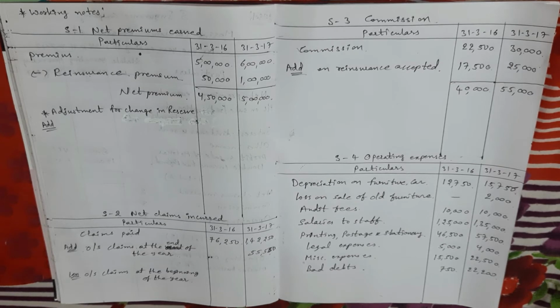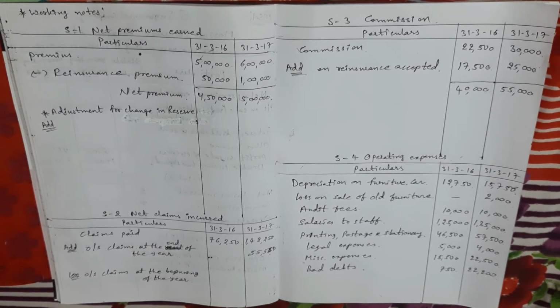Total amounts of estimated liability in respect of outstanding claims as on 31st March 2015. 31st March 2015 means last year opening. 31st March 2016 means last year closing or present year opening. And 31st March 2017 means present year closing. They are given as 34,250, 44,750 and 55,550 respectively.